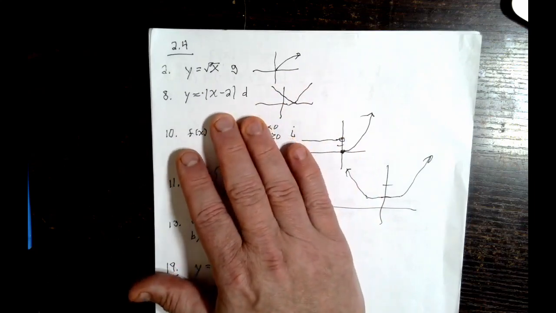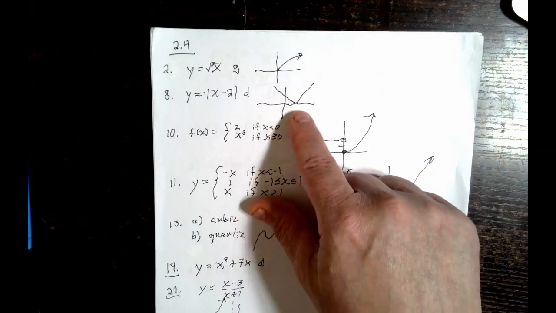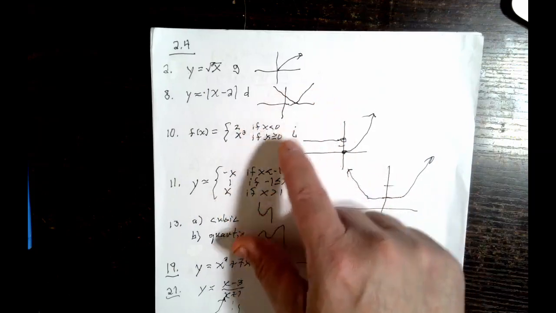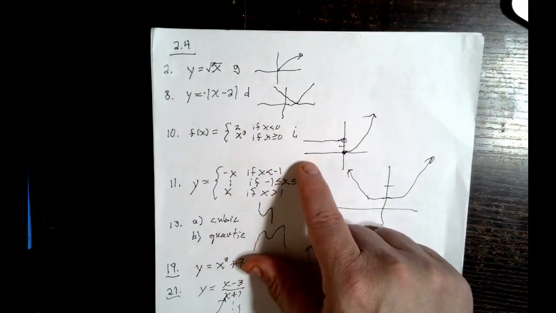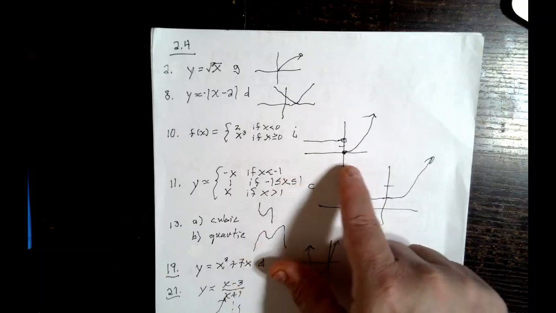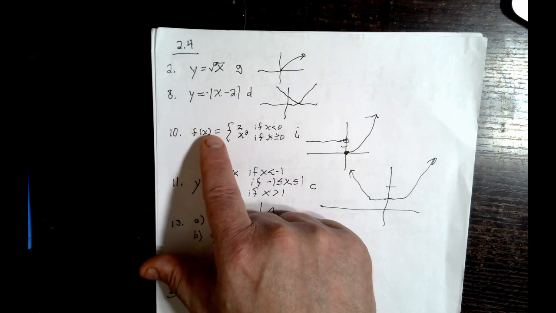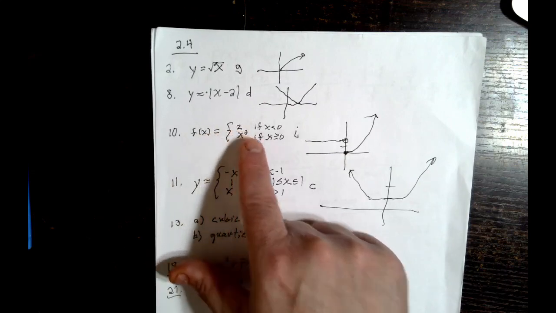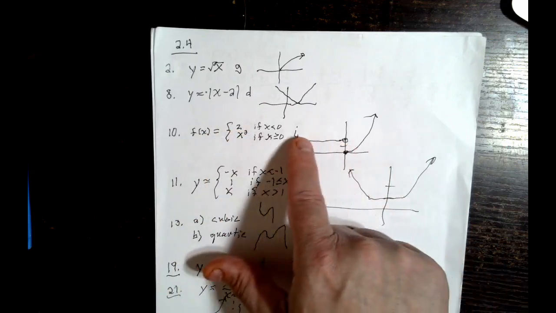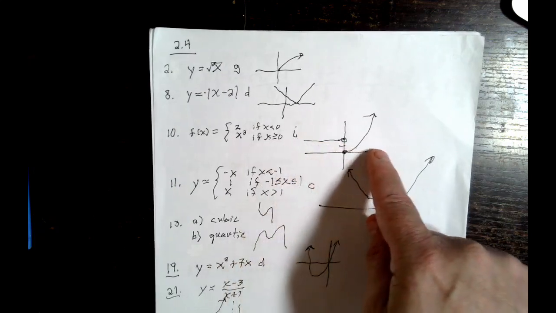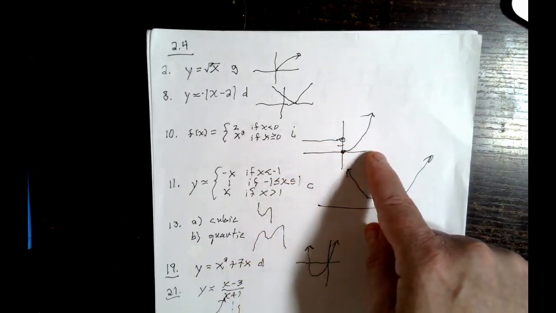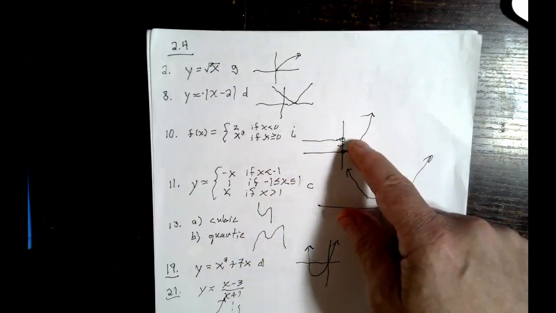Number 8, absolute value of x minus 2. Well, absolute value is the only one that has that sharp edge to it. Number 10, piecewise function, which means f of x equals 2, or y equals 2. Y equals 2 is a horizontal line at 2. I believe this is the only one that has a horizontal line at 2.